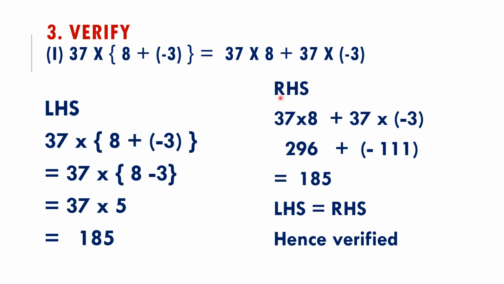Let us look at the right hand side. 37 into 8. So that is 296. And if you just put this plus sign outside, we can multiply this plus and minus. So that is minus. 37 into 3 is 111. Now we can see plus into minus is minus, isn't it? So 296 minus 111 is 185. Left hand side is equal to right hand side. Hence this is verified or proved.